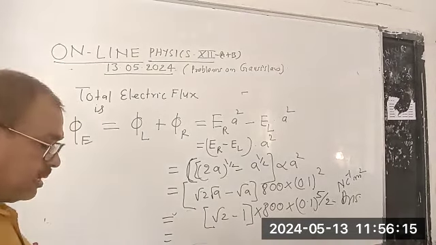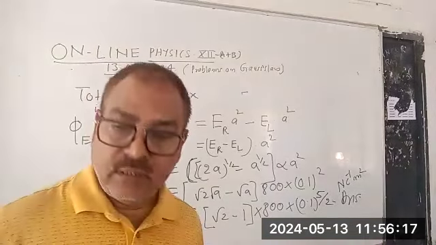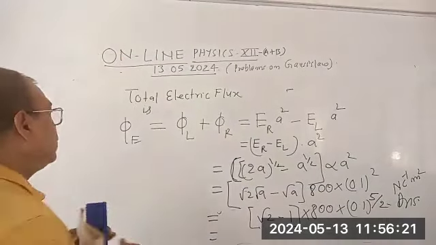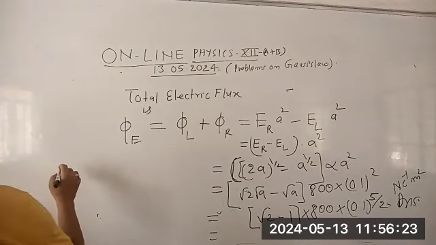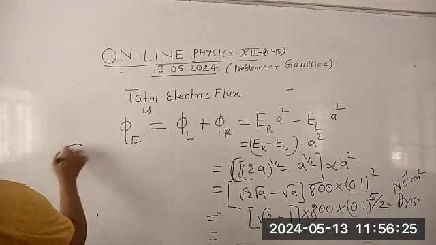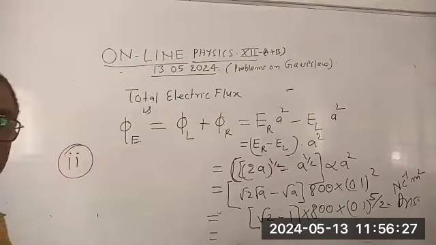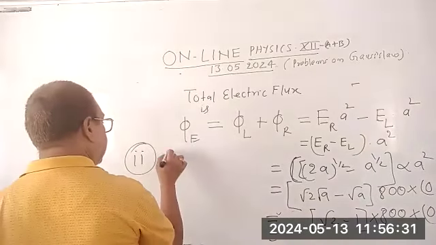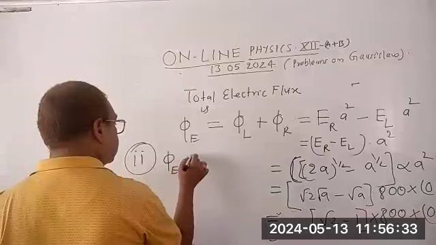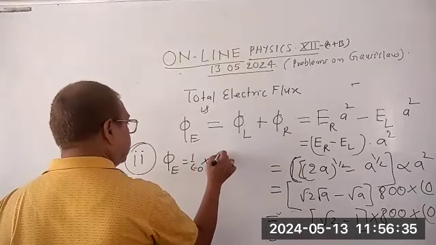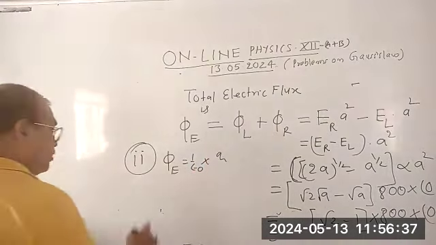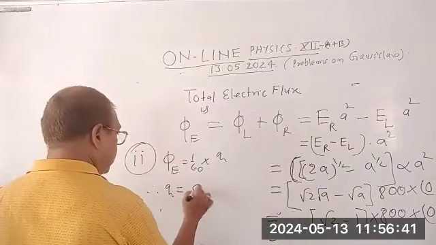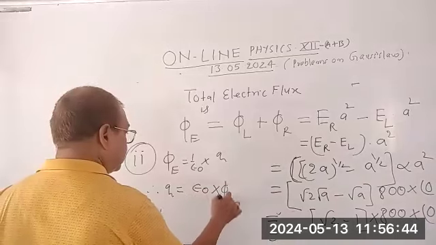So, the second paragraph is related with the charge. How to write the charge? Second solution. How to write the charge? By Gauss law, electric flux is 1/2 times the charge. If you know this value, you can write the charge as equal to the amount times charge.